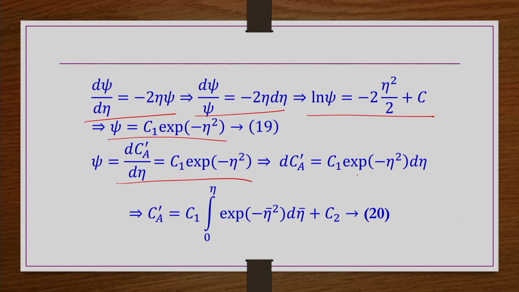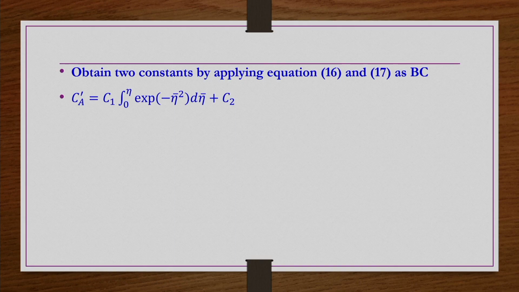So, dCa prime is equal to C1 exponential of minus eta square d eta, that is, Ca prime is equal to C1 integral of this one plus C2. We are writing it in terms of a dummy variable, and then integrating from 0 to eta. So, this is what we have. We are not evaluating these constants directly, but we apply the boundary conditions and then see what we get.